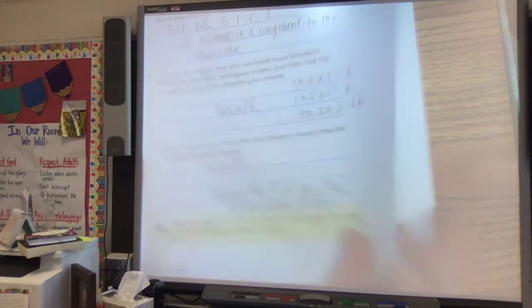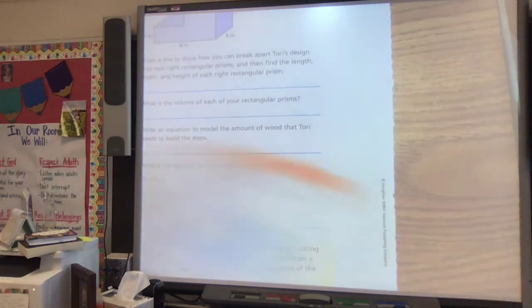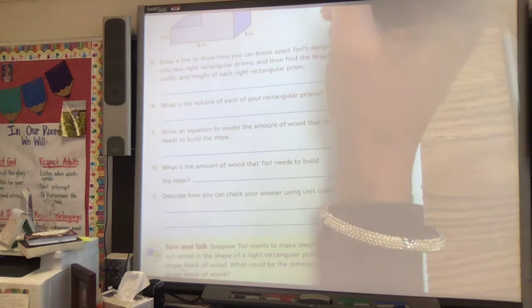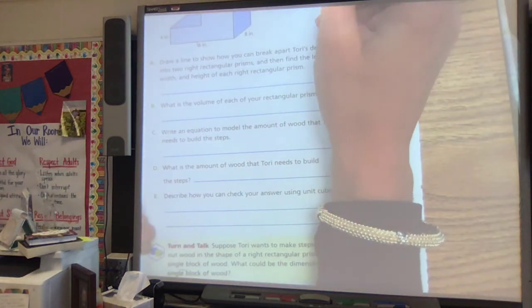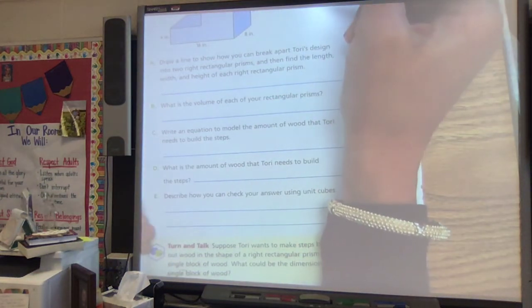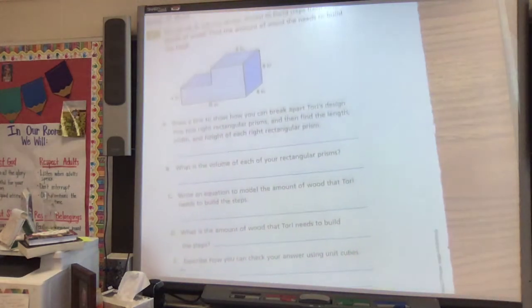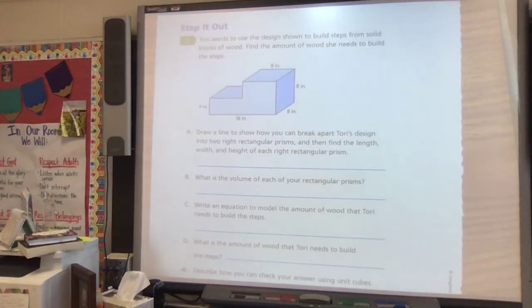All right, so let's turn the page and keep working on this. Tori wants to use the design shown to build steps from solid blocks of wood. Find the amount of wood she needs to build the steps. A says draw a line to show how you can break apart her design into 2 right rectangular prisms and then find the length, width, and height.